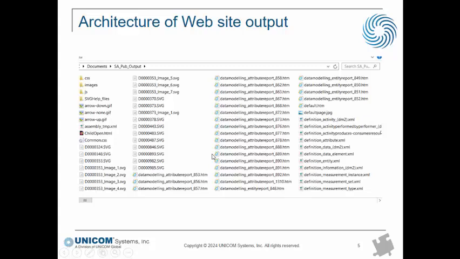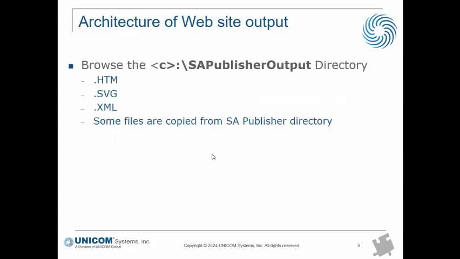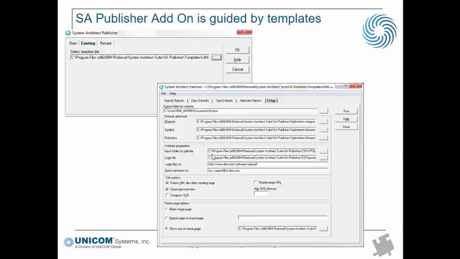You can zip this up and email it to someone if it's not too big, or give it to somebody somehow, and they can open it. Or you can put it on a web server and have everyone, millions of people, infinite people, view the architecture at no charge. You just need the one license of SA Publisher. So again, your output directory has HTML, SVG, and XML files.